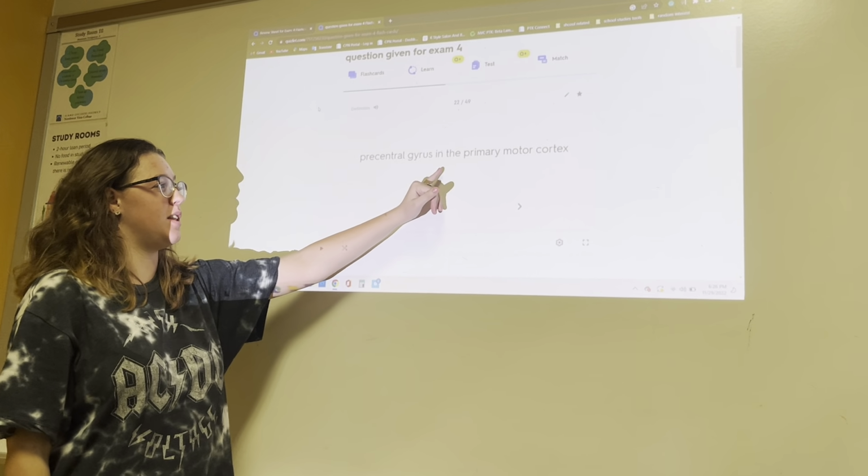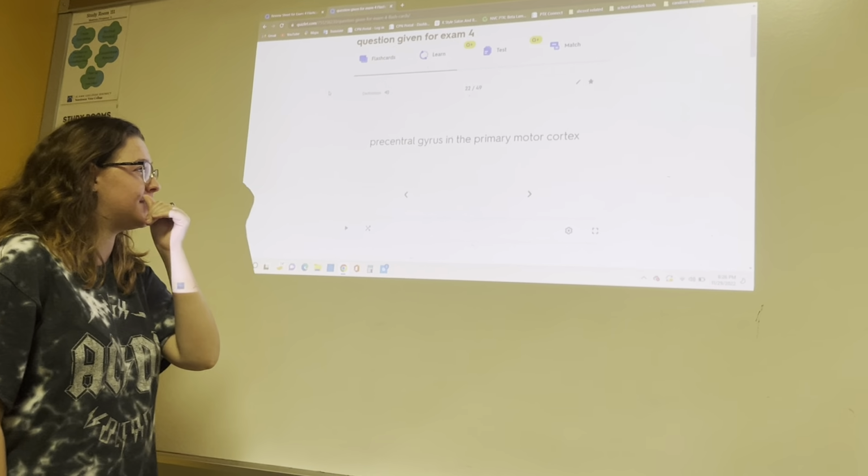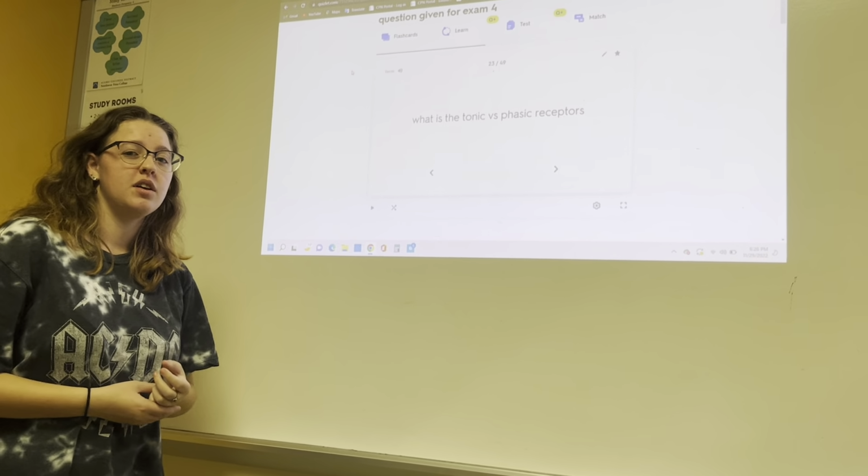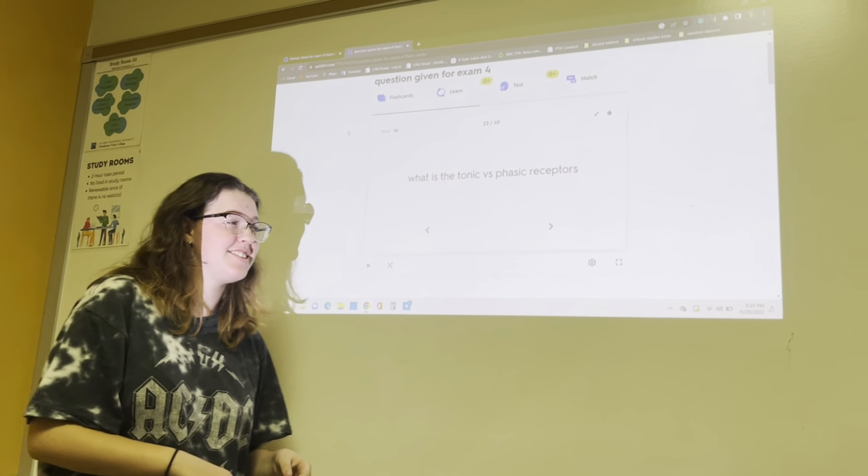Precentral gyrus in the primary motor cortex. Alright. That one might be a short answer as well. Mm-hmm. Well, do your own studying, kids.